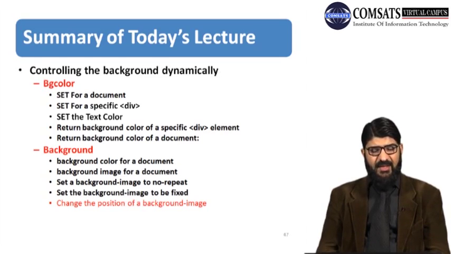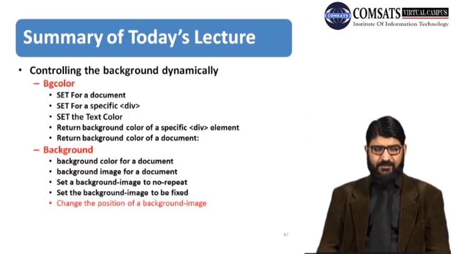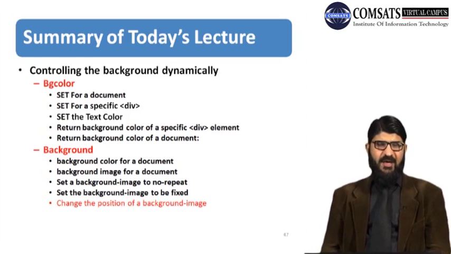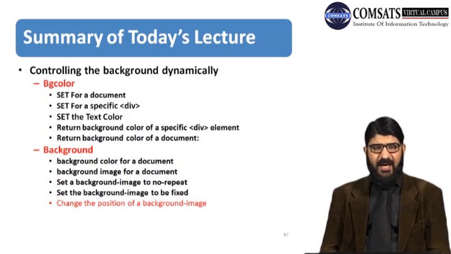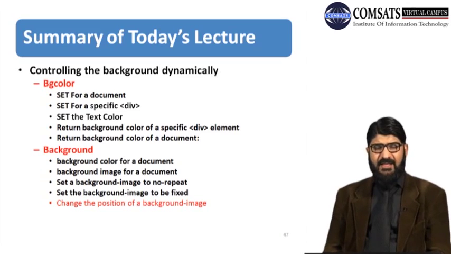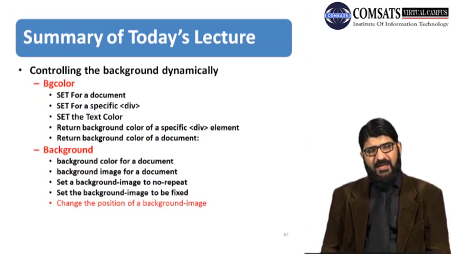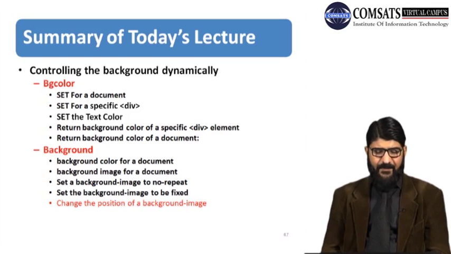Then we have discussed that the background color for a particular document and the background color for a particular div can also be returned. For all these, we have seen the major method that is used is getElementById. The element ID is given as a parameter to the method, and then the relevant property of set is utilized. And if we want to get, then the get property is applied.